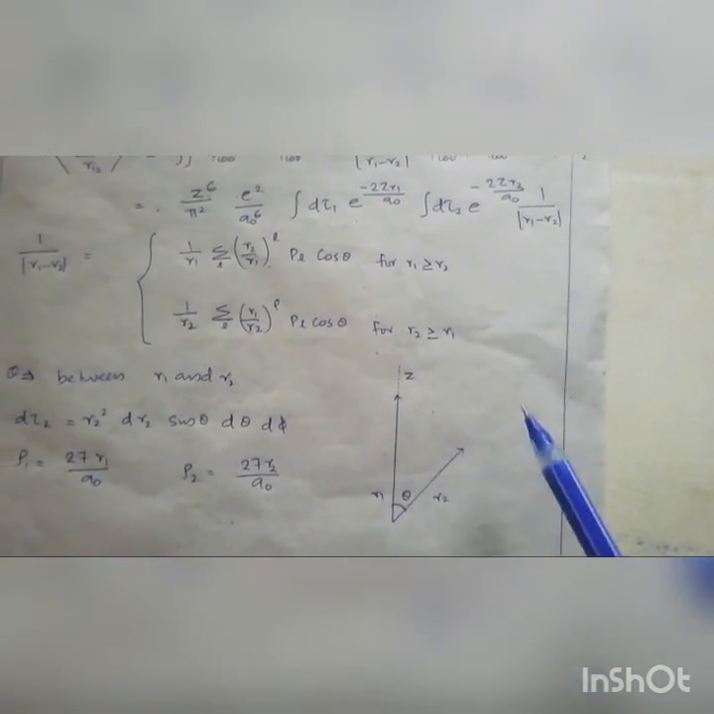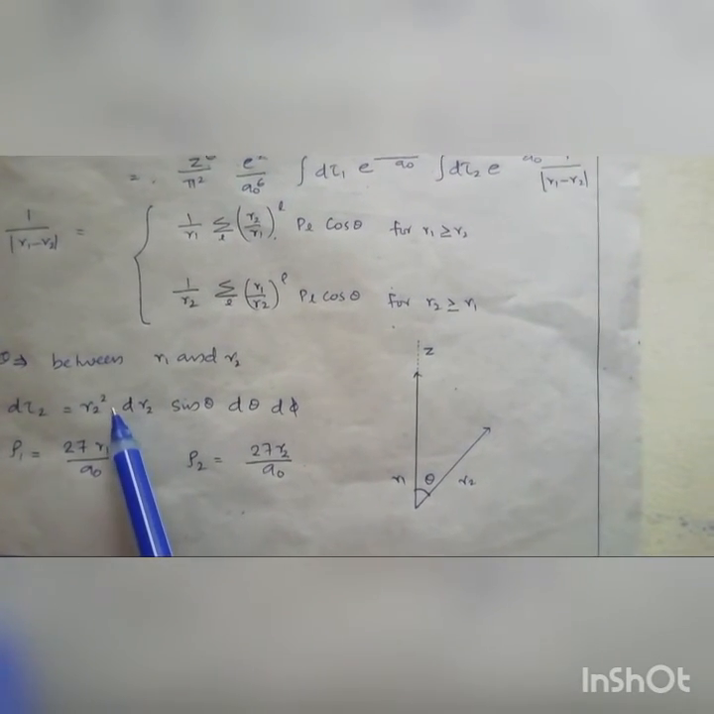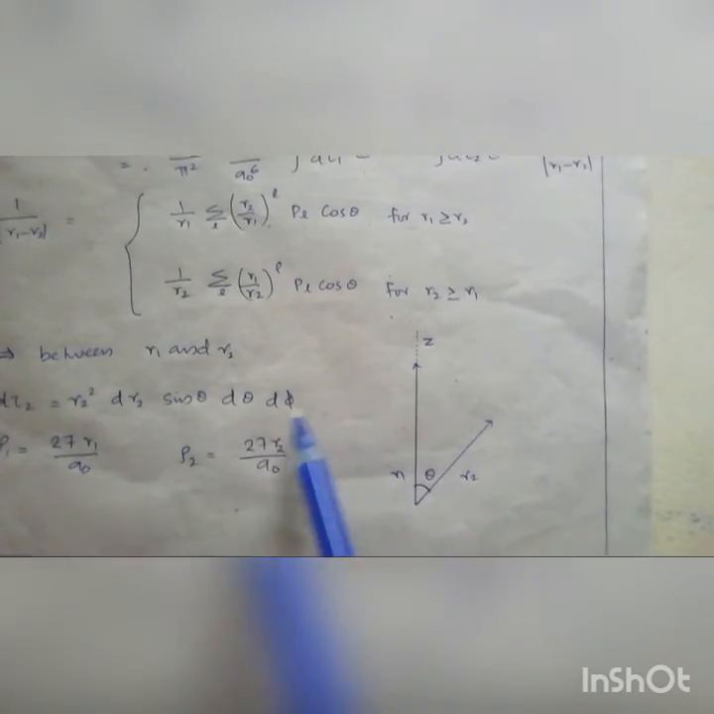We have two values for 1 by |r1 minus r2|. When r1 greater than or equal to r2, this will become 1 by r1 summation over l (r2 by r1) all raised to l, Pl cos θ. When r2 greater than or equal to r1, this will become 1 by r2 into summation over l (r1 by r2) all raised to l, Pl cos θ. Theta is the angle between r1 and r2, and dτ2 can be written as r2² dr2 sin θ dθ dφ.